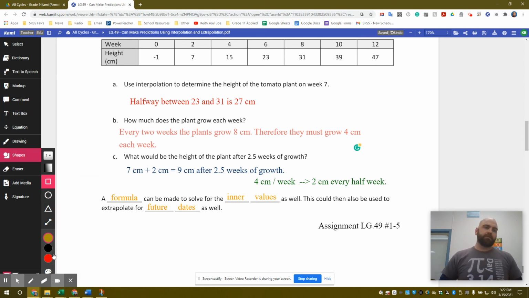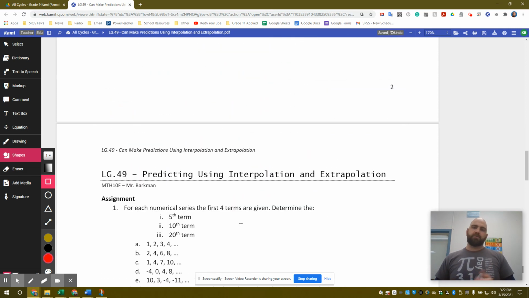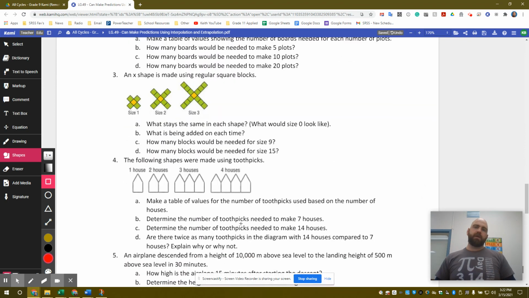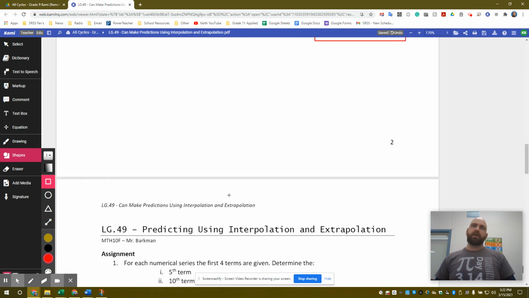All right, finally, I want you to work on assignment LG.49. That'll be questions 1 through 5. Those questions are using patterns to solve. The patterns that you're going to have on your printed notes are going to all be in grayscale. If you want to see the colored versions, those are online here. There are some slightly colored versions that you can see as well.